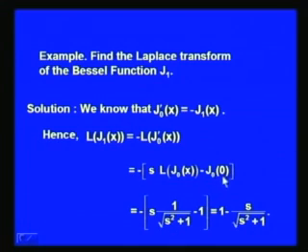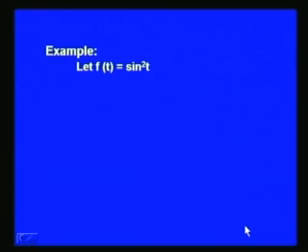If you put x equal to 0 in the series expansion of J0(x), then you get the value of J0(0) as 1. So, we get the Laplace transform of J1(x) as 1 minus s over square root of s squared plus 1. Let us now take another example.